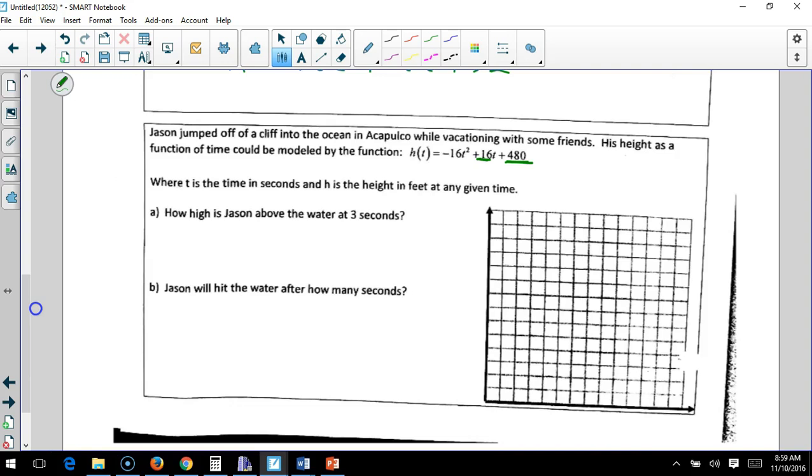How high is he at 3 seconds? Well, 3 seconds is time. Okay? We want to know when the time is 3 seconds. Okay? So here he is up on his cliff.